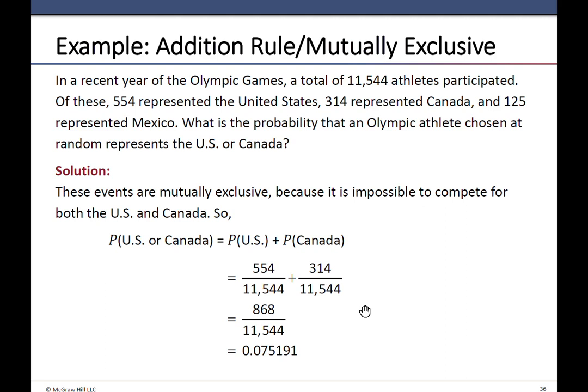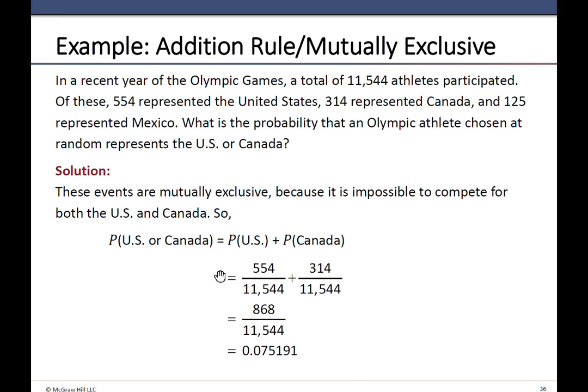What is the probability that an Olympic athlete chosen at random represents the U.S. or Canada? Well, they can't be from both. They could be from the two different countries, but they're only representing one country. So being from the U.S. and being from Canada are mutually exclusive here.